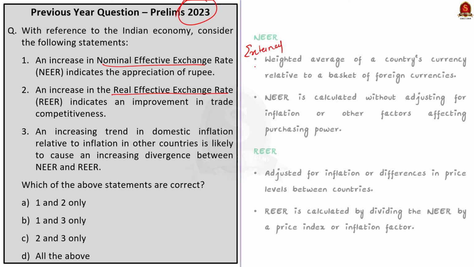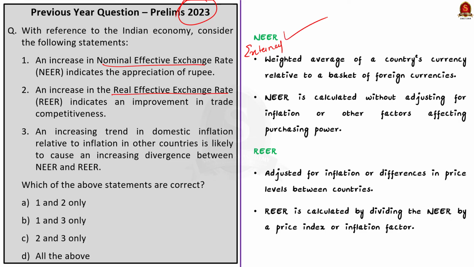Nominal effective exchange rate (NEER) is a weighted average of a country's currency relative to a basket of foreign currencies. It measures the value of a country's currency against those of its major trading partners, taking into account exchange rates and trade weights. NEER is calculated without adjusting for inflation or other factors affecting purchasing power.